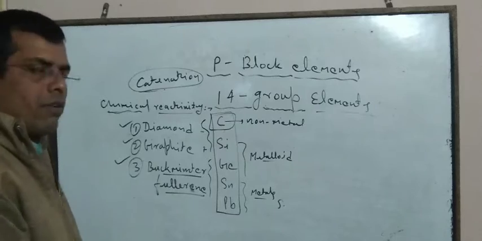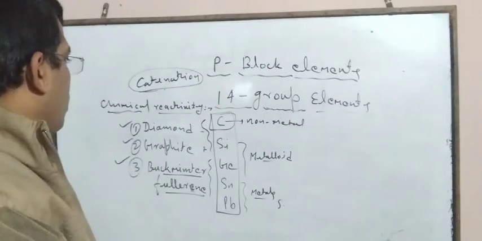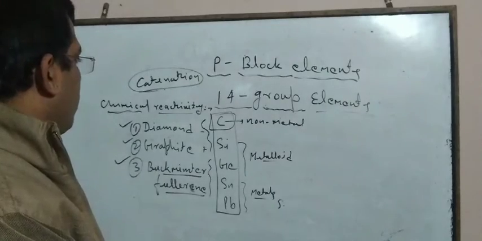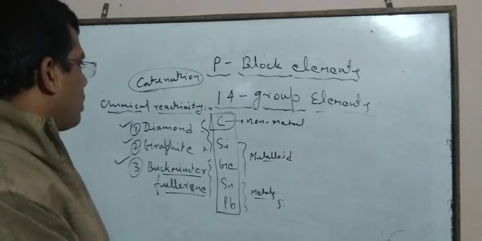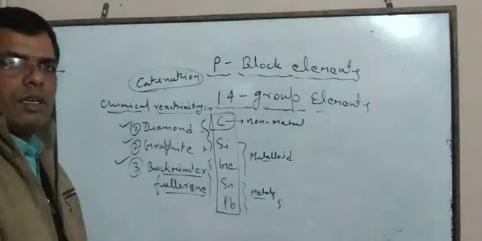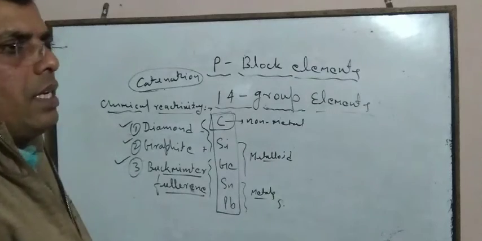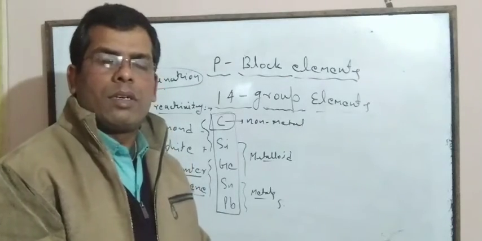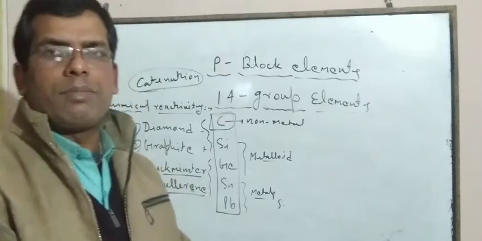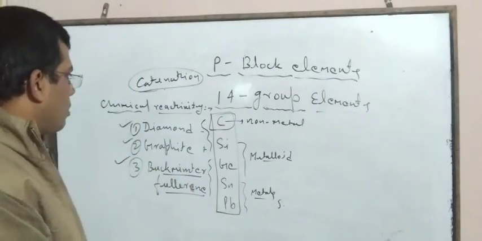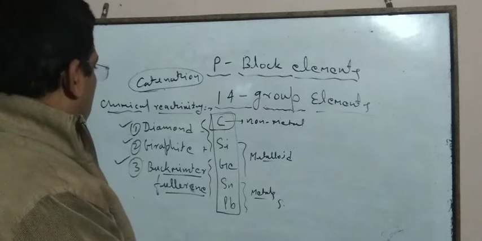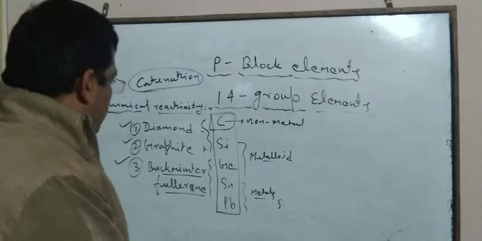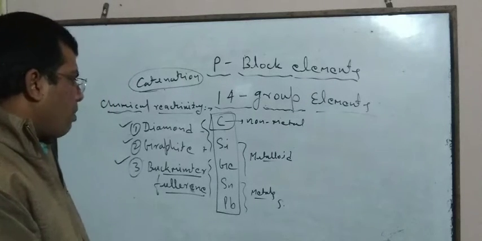It is a bad conductor of heat and electricity. Diamond has a tetrahedral structure, and in diamond each carbon is sp3 hybridized. Second allotrope of carbon is graphite.